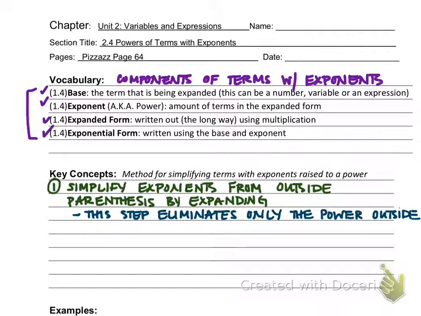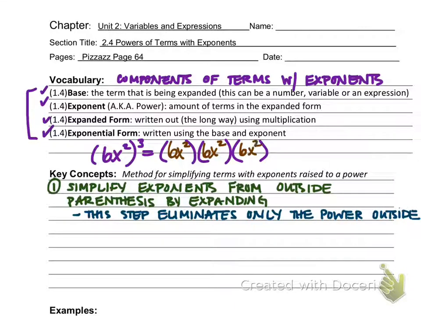So again, we're taking a look at terms that might look like, let me give you a brief example of what we're taking a look at. If we had 6x squared raised to the power of 3. This first step is simply telling me that I'm going to have 3 sets because of this outside power right here. That I'm going to have 3 sets of 6x squared. And I'm going to go ahead and write that in. So 6x squared times 6x squared times 6x squared. So this is that first step.